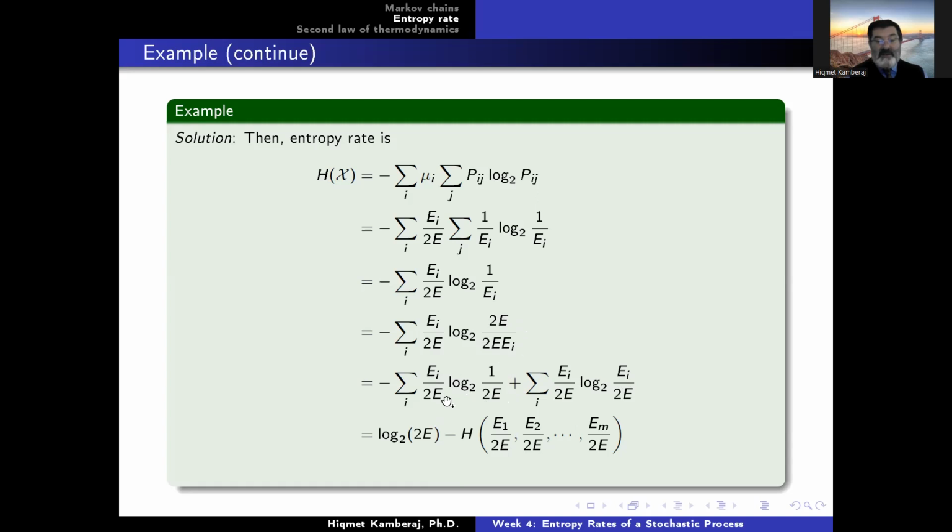The first sum here, you could simplify this one. Log with base 2 of 1 over 2E gives minus log with base 2 of 2E. I can bring it outside the sum. Then moreover, 1 over 2E I can bring outside the sum. But the sum of all i's EI gives me 2E. 2E over 2E cancels out, and I'm left with log with base 2 of 2E in the first term. Then the second term, with a minus in front, gives me the Shannon entropy with this probability distribution, E1 over 2E, E2 over 2E, and so on, EM over 2E.